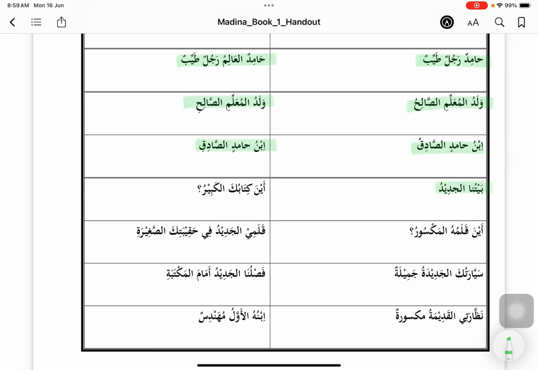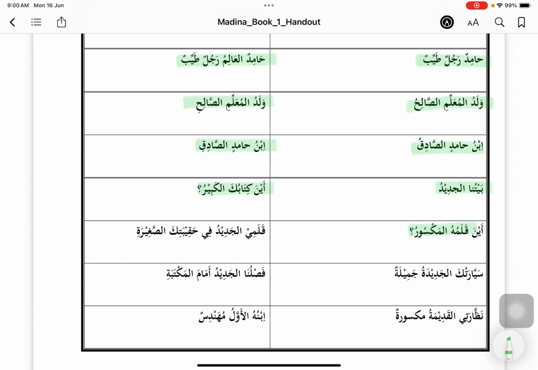Baytuna al-Jadidu. Here, our new house. When we put na, which is the pronoun, it would be Baytuna al-Jadidu. Al-Jadidu is going back to Baytu. Aina kitabuka al-Kabiru. Where is your big book? So al-Kabiru is describing the kitabu, your book.